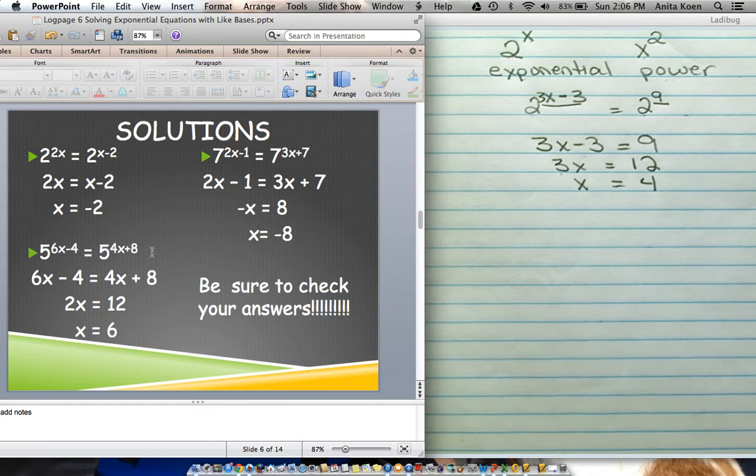In the last one, your bases are both 5, so we can set the exponents equal to each other. 6x minus 4 equals 4x plus 8. Subtract 4x from both sides. 6x minus 4x is 2x. Add 4 to both sides. 8 plus 4 is 12. Divide both sides by 2 and get x equals 6. Be sure to check your answers to make sure that they are correct.